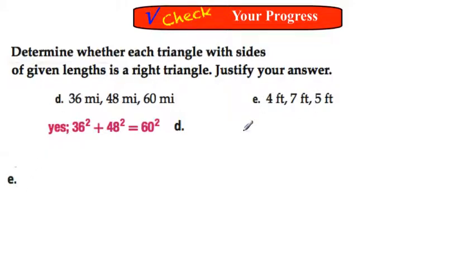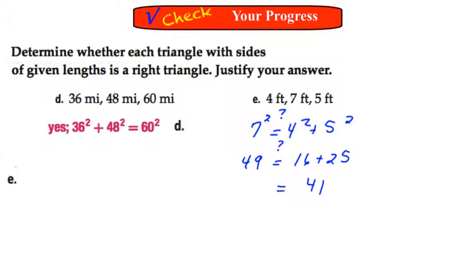What's the longest side? It's 7, right? So is 7 squared equal to 4 squared plus 5 squared? Well, what's 7 squared? That's 49. Is that equal to 16 plus 25? What is 16 plus 25? Well, that one looks like it's 41. Is that equal to 49? And I do not think so. No, it is not a triangle. Excuse me, a right triangle.